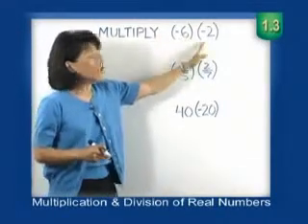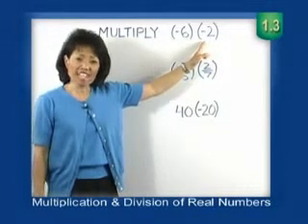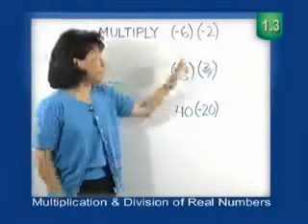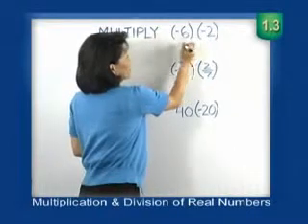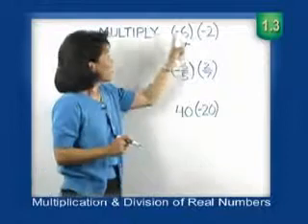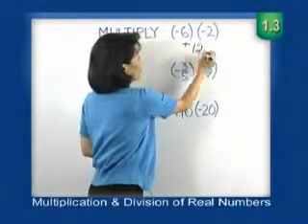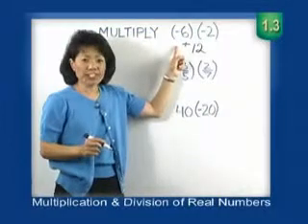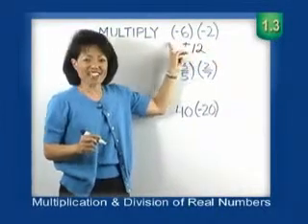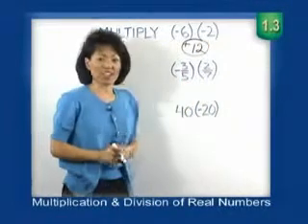1, 2 negative signs. 2 is an even number, so that tells us that the product is going to be positive. So we'll put a plus sign here to remind us. Then just multiply as usual. 6 times 2 is 12. So -6 times -2 is a positive 12.